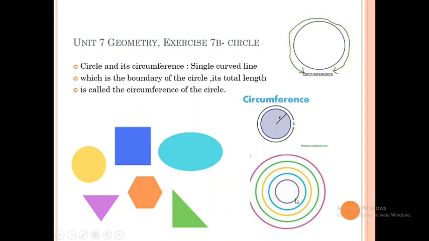So a small circle has less circumference and the bigger one has more, because it is the boundary, the total length of the boundary or the distance around the boundary of a circle, that is called circumference.